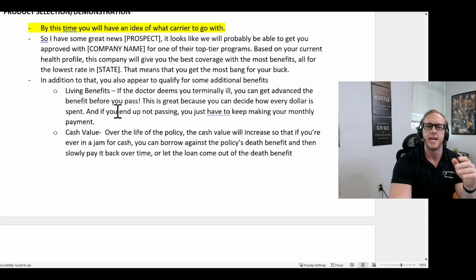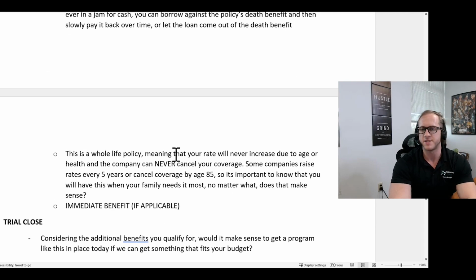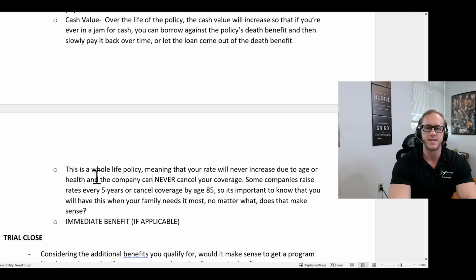And then what you're going to do here, you're going to cover some features of the plan. So you want to cover if it's a whole life and how that's going to help them. So I have an example down here. This is a whole life policy, meaning that your rate will never increase due to age or health, and the company can never cancel your coverage. Now, some companies raise rates every 5 years or cancel coverage by age 85. So it's important to know that you'll have this when your family needs it most, no matter what. Does that make sense? Yes.